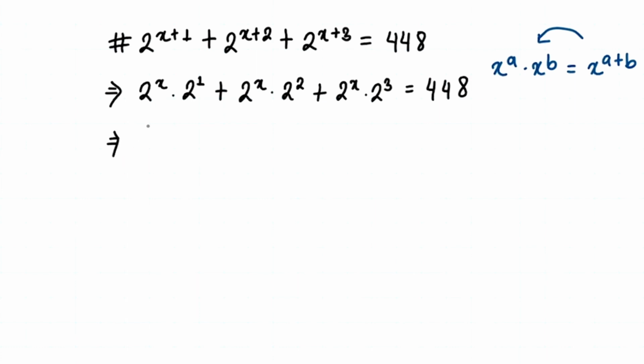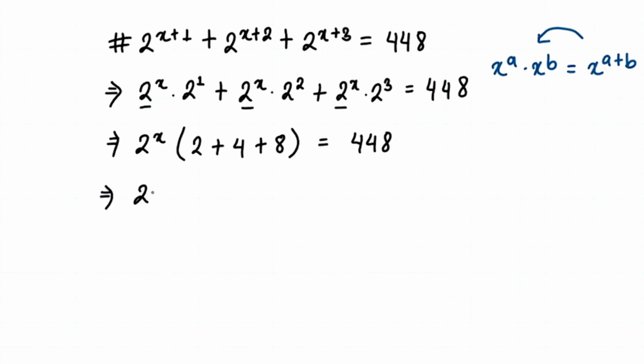Now we are going to take 2 to the power x common from these three terms. So we get 2 to the power x as common, and in the bracket we have 2 to the power 1, which is basically 2, plus 2 squared, which is 4, plus 2 cubed remaining here, which is 8, equals 448. Now we can write this as 2 to the power x times (2 plus 4 plus 8), which is 14, equals 448.